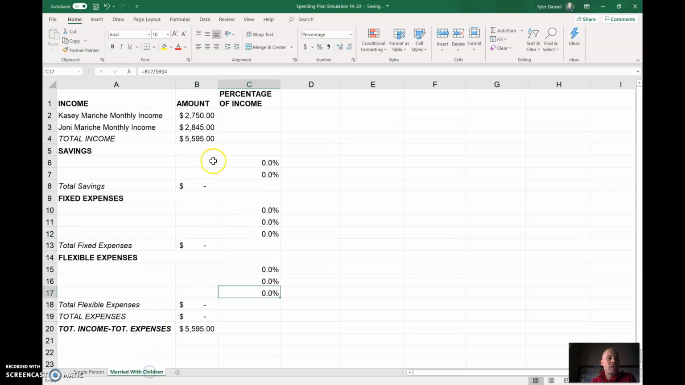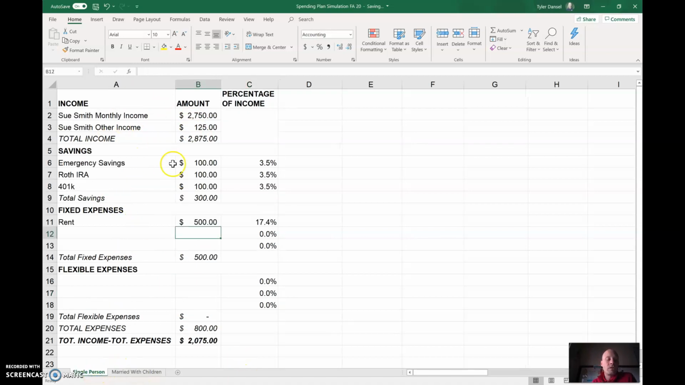And again, there are two scenarios. You have this married couple with children. The children are young. The children require daycare. As you can see, both parents are working. The children require daycare, so some of their expenses are going to be different than a single person with no children. So keep that in mind.